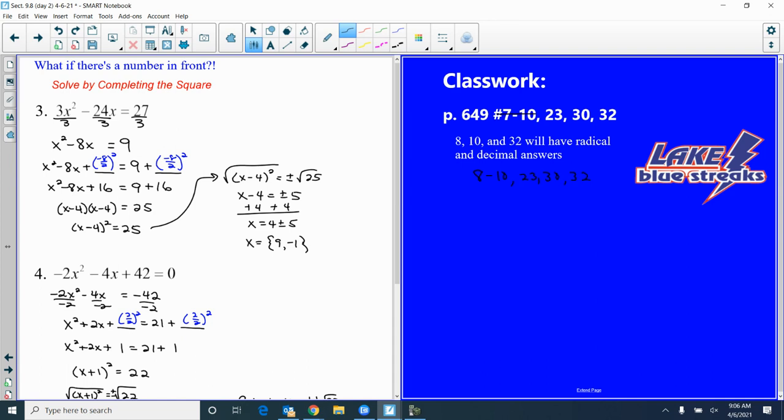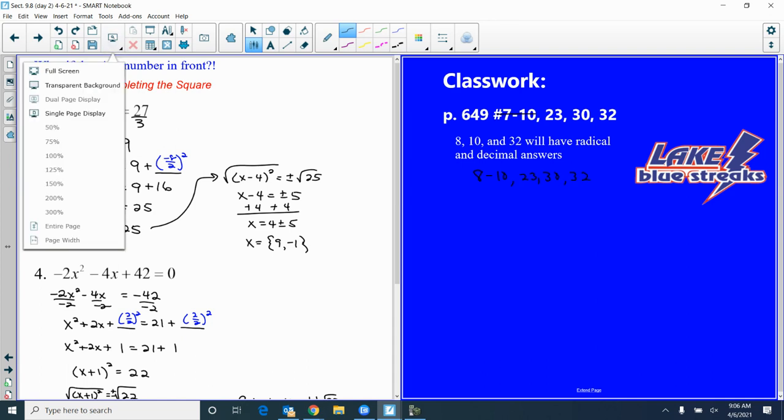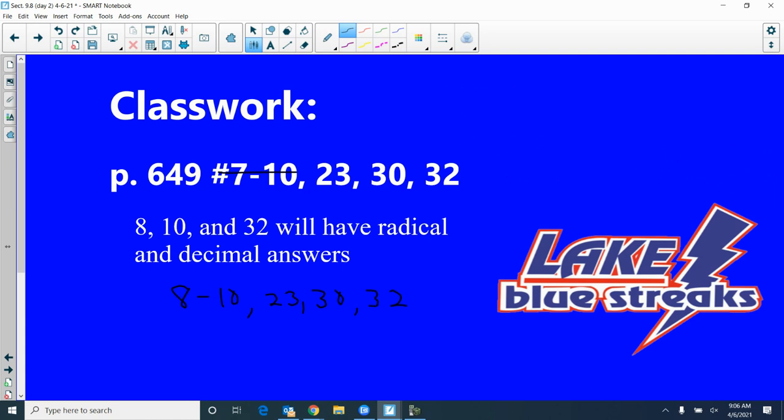I can't see the 649. This is number 7. I really can't read that. Okay, you need to be done with 8 through 10, 8, 9, and 10 before you get out of here. That's your goal, so we can help you get done with 8, 9, and 10.